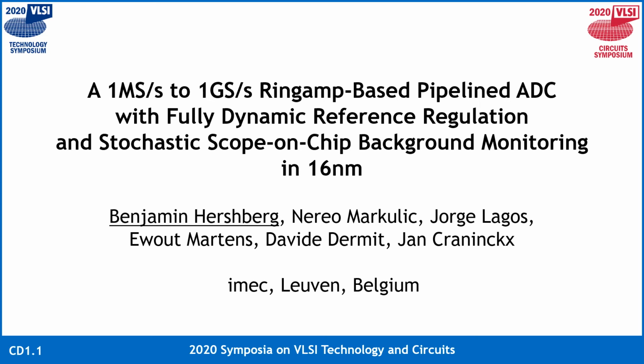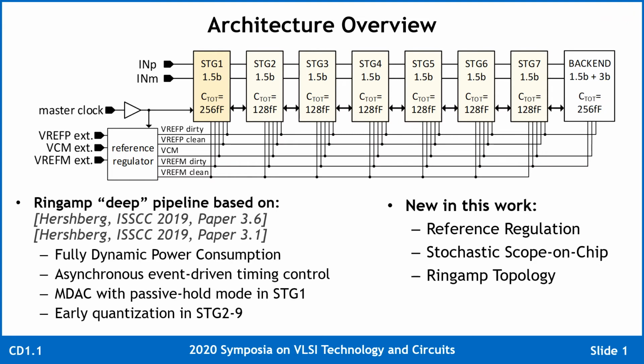There's a lot of material that I would like to cover in this talk, and so I will begin by jumping straight into an architectural overview of the system. The ADC that I present to you today is a 1 gigasample per second, 11-bit pipelined ADC with 7 1.5-bit stages followed by a 1.5 plus 3-bit backend flash.